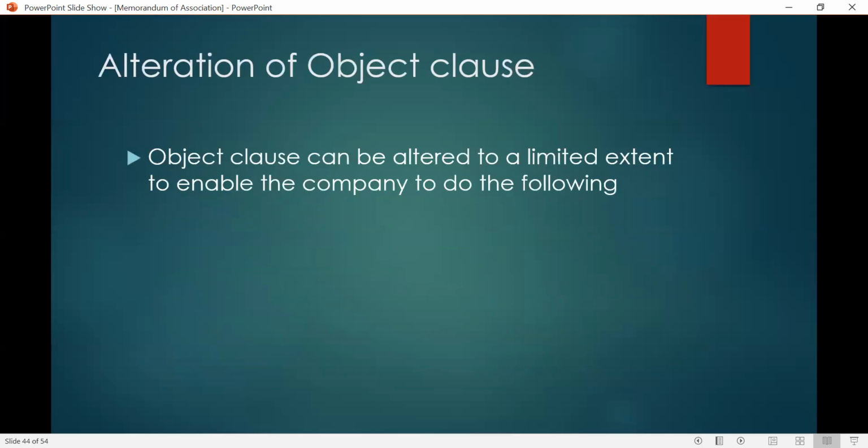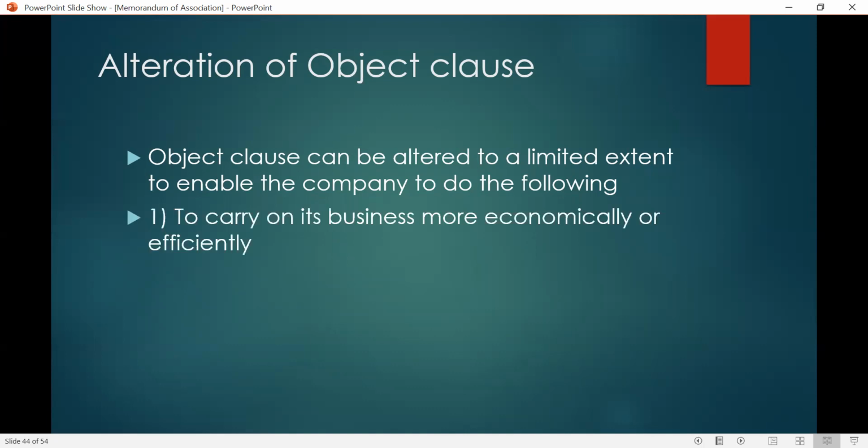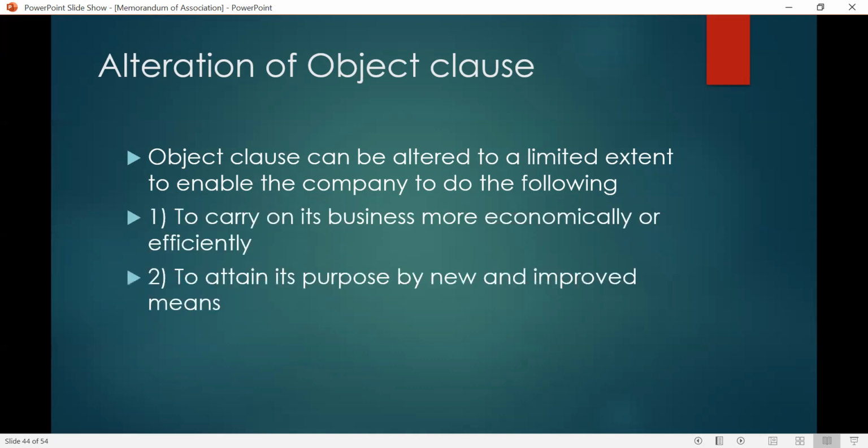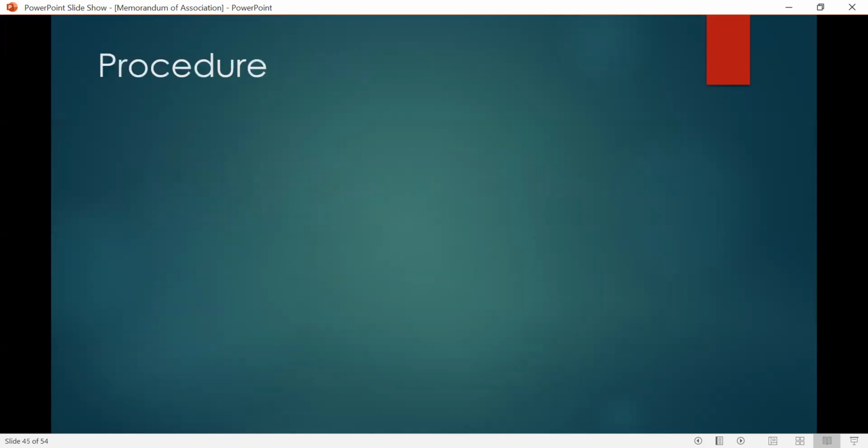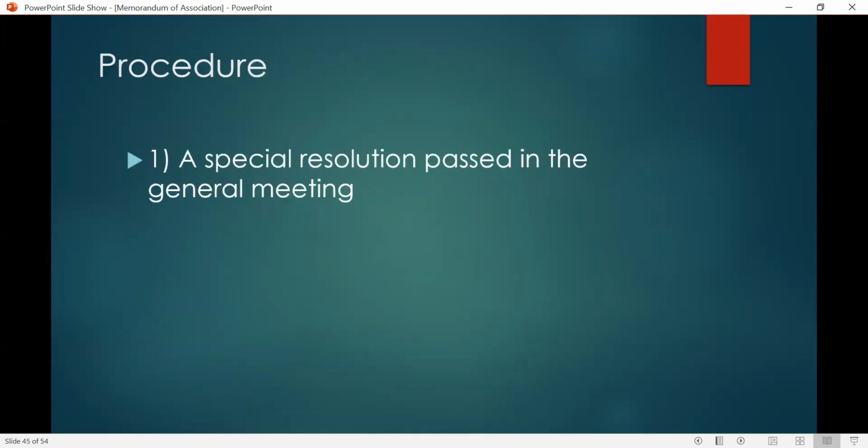The object clause can be altered to a limited extent. Slight changes can take place to enable the company to do the following: to carry on its business more economically or efficiently, to attain its purpose by new and improved means, to enable or change its local area of operations. Only this kind of permission is allowed.